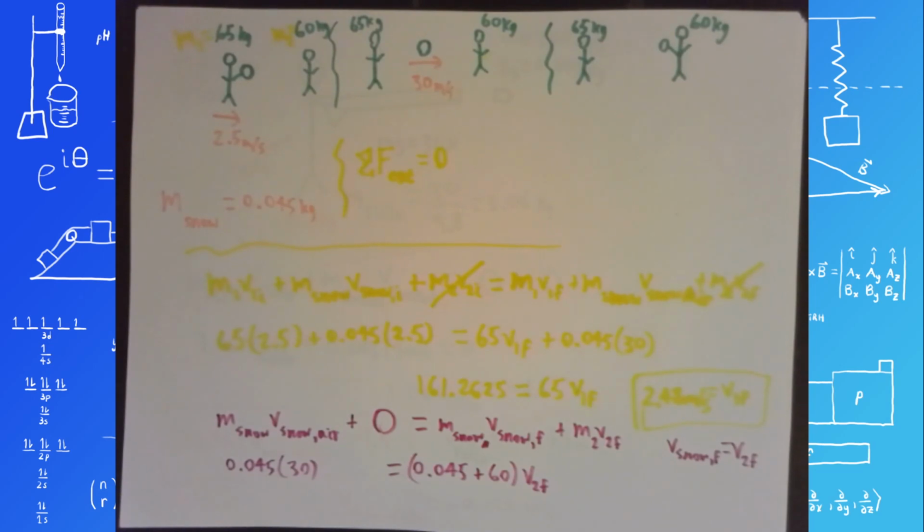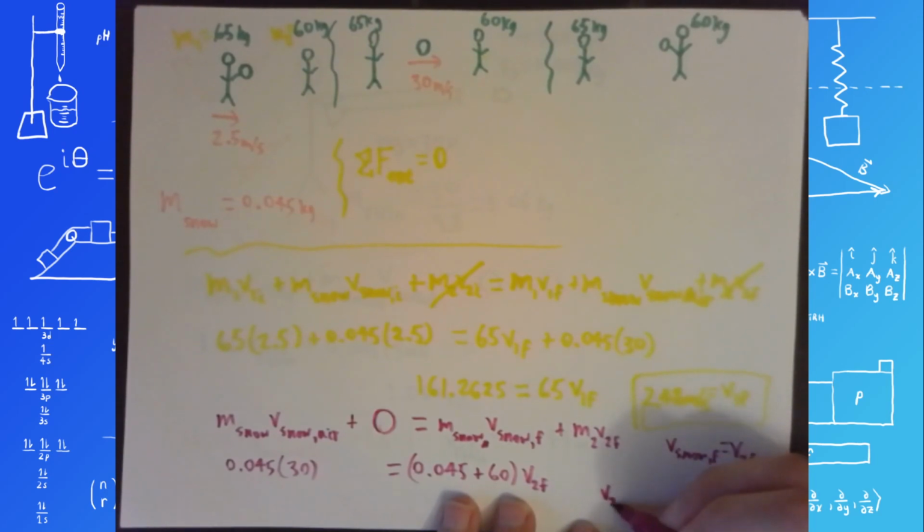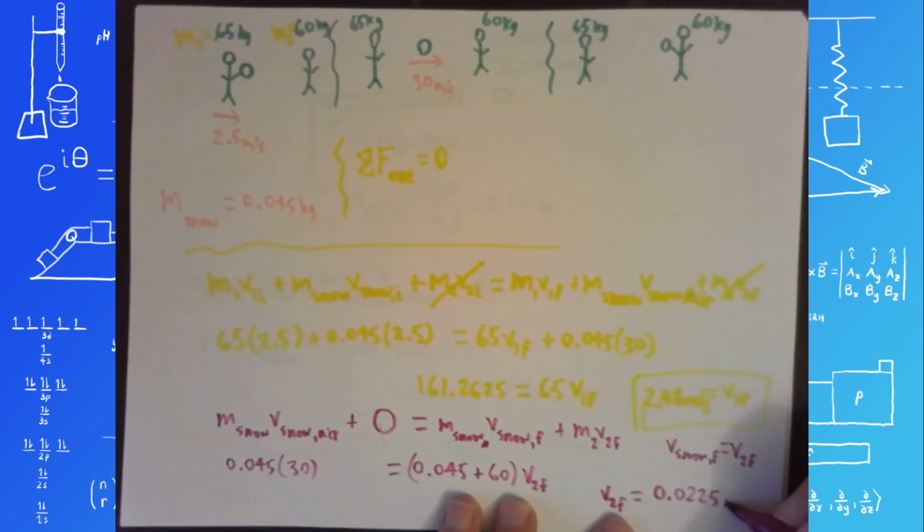And this shouldn't be too hard. 0.045 times 30 is 1.35 equals that whole thing. So if I divide by 60.045, I get v2 final is 0.022, I guess I'll round it to 0.0225. v2 final is positive 0.0225. The fact that it's positive should not be surprising.